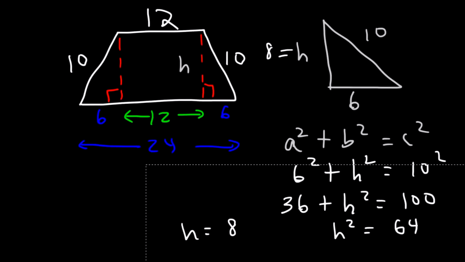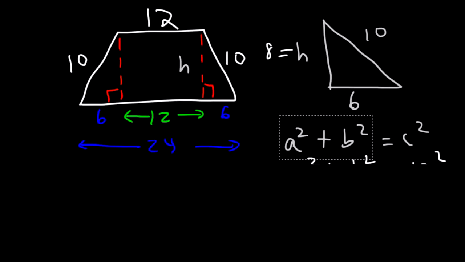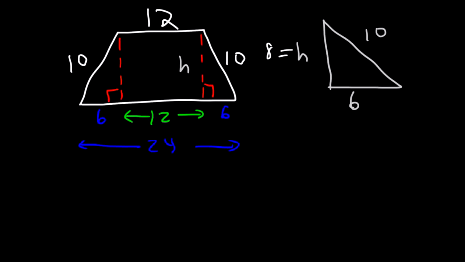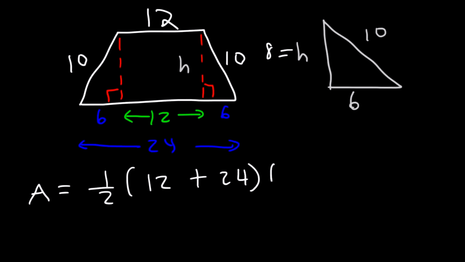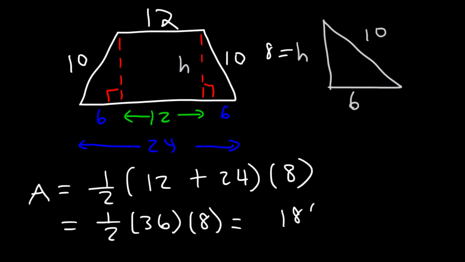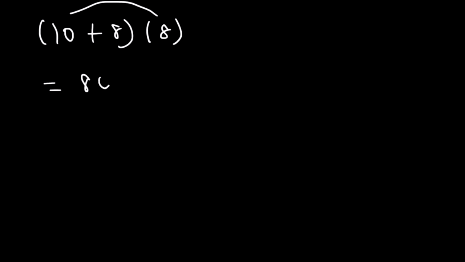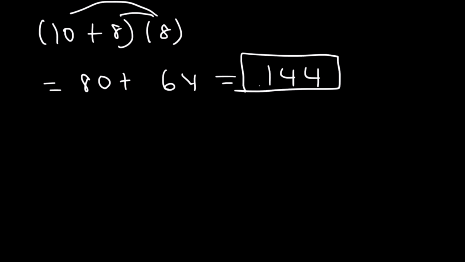Now that we have the height, we can now find the area. So the area is going to be 1/2 times b1, which is 12, plus b2, which is 24, times the height of 8. So 12 plus 24, that's 36. And half of 36 is 18. So 18 times 8. Let's break 18 into 10 and 8 and distribute 8. 8 times 10 is 80. 8 times 8 is 64. And 80 plus 64 is 144. So that's the area of this particular trapezoid.